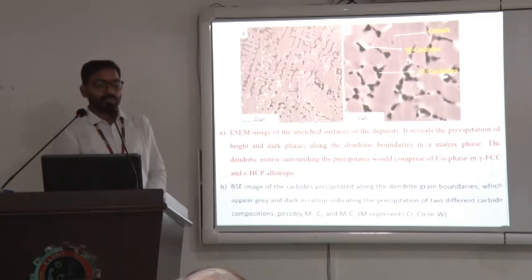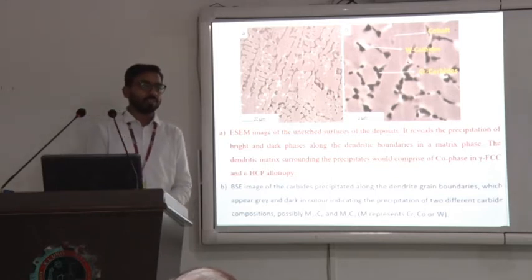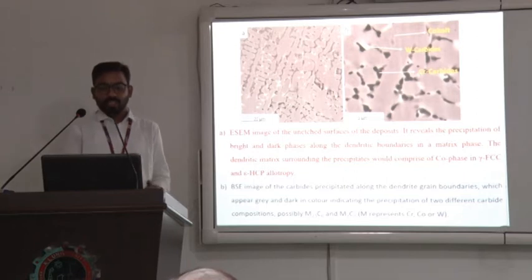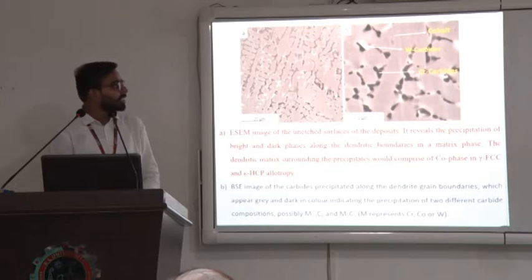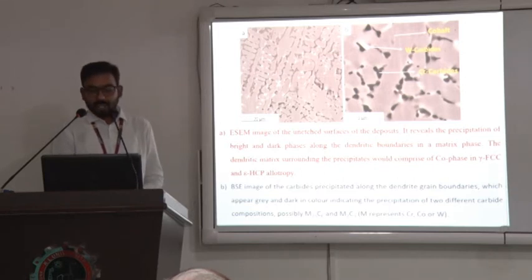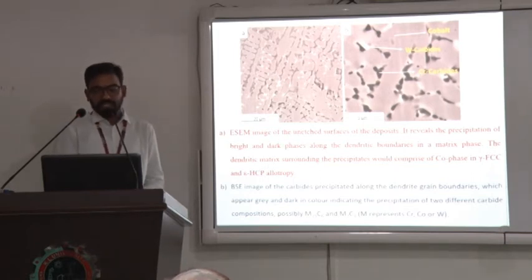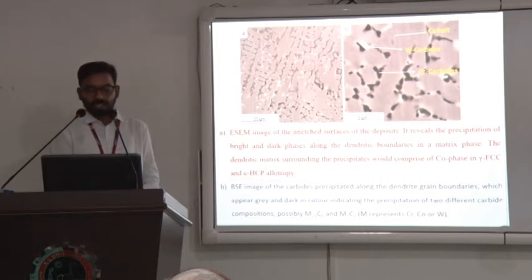These are the SEM images. The SEM images were taken under a scanning electron microscope, where we can identify the segregation in the LENS deposited samples. We can find that the gray particles are cobalt, the bright particles are tungsten, and the dark phases at the boundaries of the grains are carbides of chromium. We further understand with BSE images that the precipitates formed at the grain boundaries are carbides of tungsten and chromium.